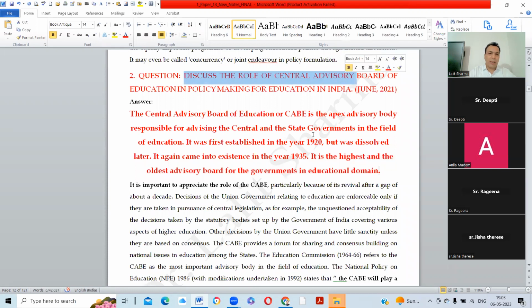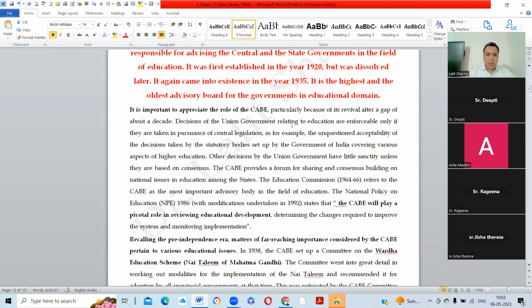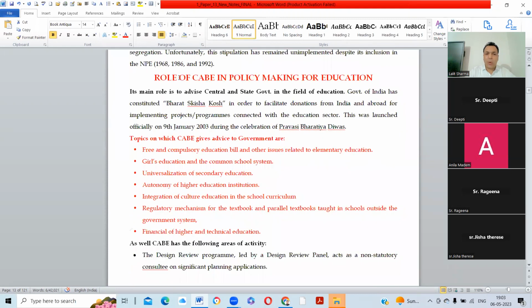Okay, the question asked from you, you have to talk about all the things done by the CAB. You can see the points here. Role of the CAB in the policy making for education. Okay, you have to make different headings. Under the different headings, you have to talk.